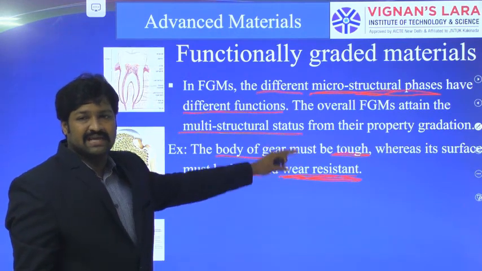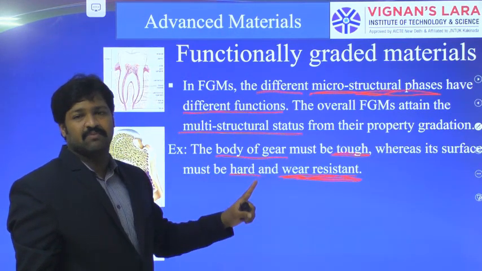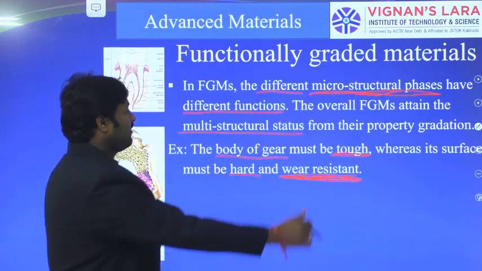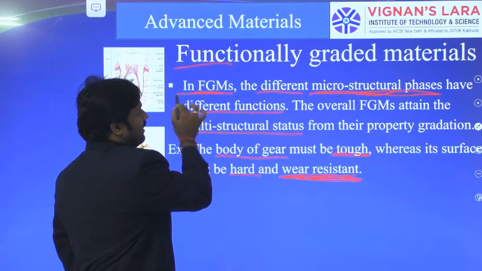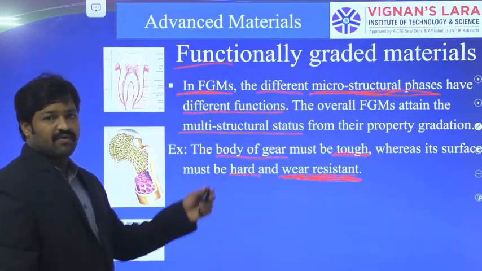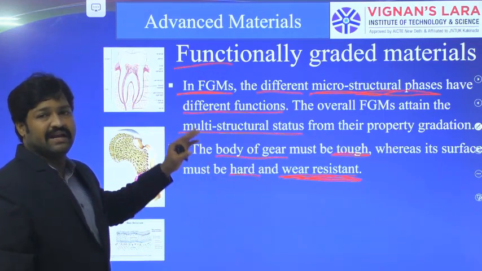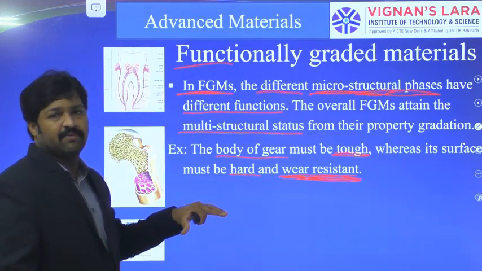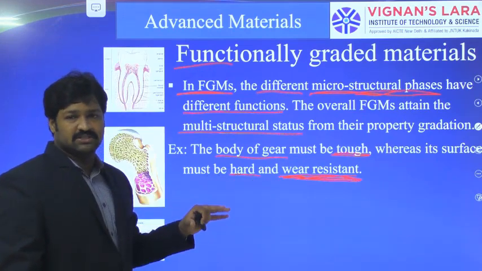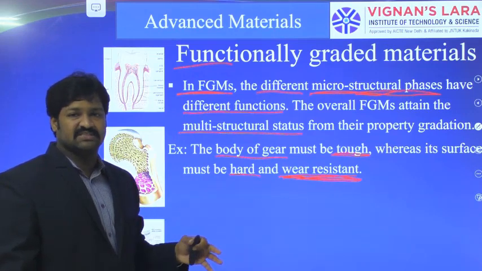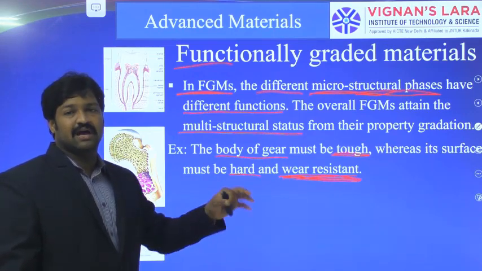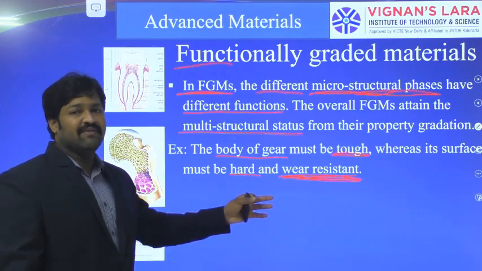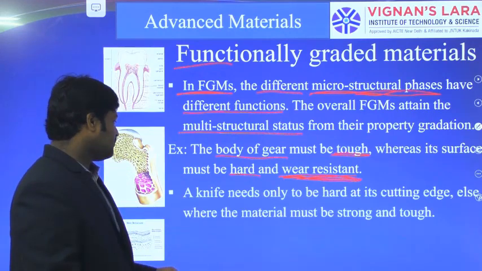Both the properties cannot be attained by a singular monolithic material. To overcome this, we use functionally graded materials. Depending upon the functionality, we grade those materials. The whole bulk should be tough material, and the outer surfaces which are exposed to the other gear, or which are meshing with a different material, should have high wear resistance.